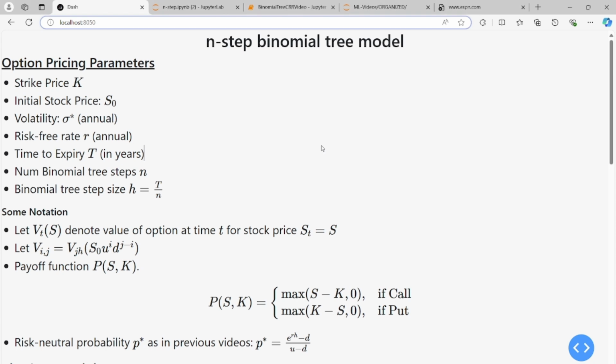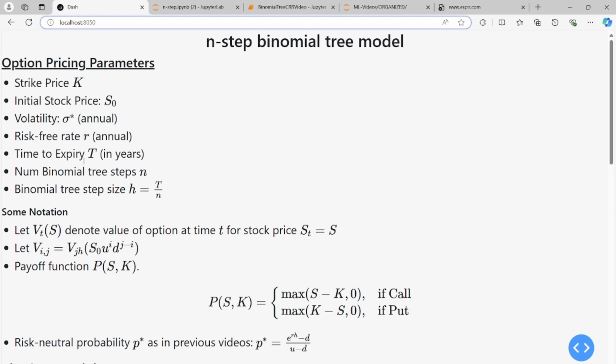The idea of this video is we want to create a calculator, and the calculator is going to take the usual inputs for options: the strike price, the initial stock price, the volatility, the risk-free rate, and the time to expiry. By the way, for all these option pricing methods like Black-Scholes and the binomial tree, the convention is to state volatility and the risk-free rate annually. So time to expiry would be in years, and the risk-free rate and volatility are annual.